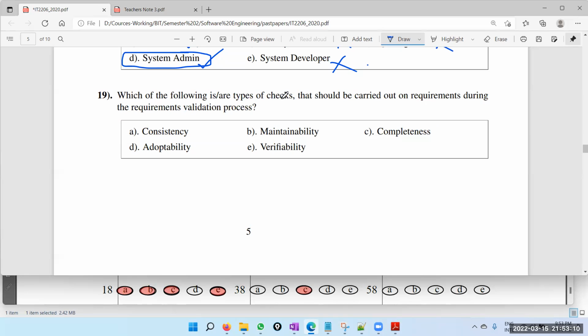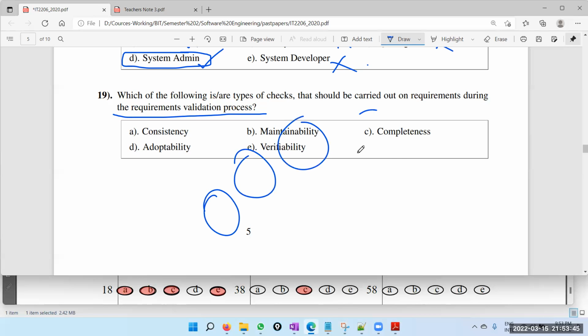Question 19. Which of the following are types of checks that should be carried out on requirements during the requirement validation process? Now we are going to validate the requirements, right? So now we have documented the requirements according to our understanding after our analysis. Now we want to show it to the customer and validate. Before showing to the customer, we can do some validations, maybe. So what kind of validations can we do? Now we have a set of diagrams, right? Models. Right. So what are the types of validations we can do?